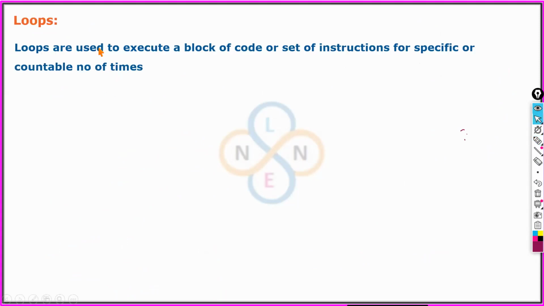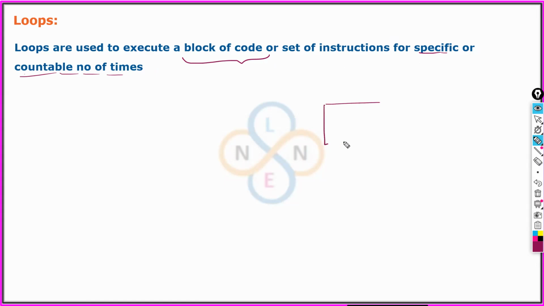So loops are used to execute a block of code or some set of instructions for a specific or countable number of times. Loops are never meant for an infinite number of times. It's for specific or countable, like 10 times, 100 times, 1000 times, or the entire data till it finishes. So that's what the meaning of specific or countable is. It is used to execute a block of code.